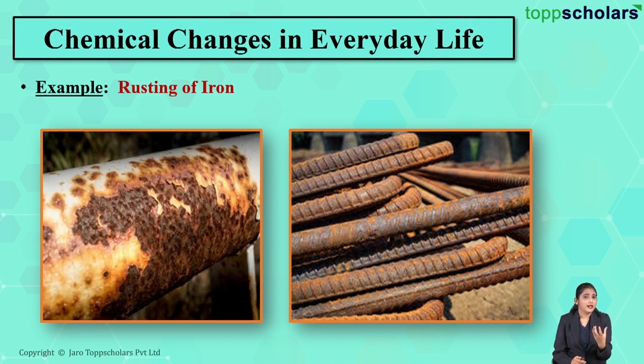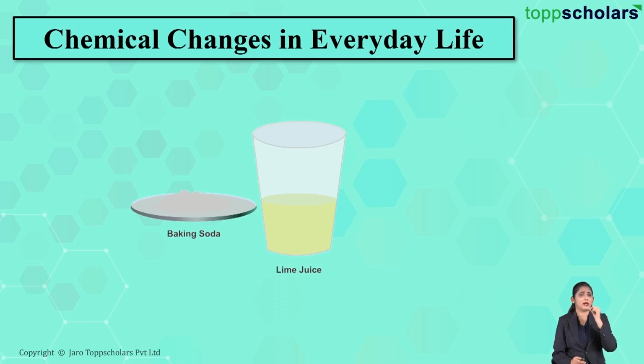This rusting makes the iron article brittle, right? And now you cannot convert this rusted iron back into the original iron article, right? So this is an example of a chemical change which actually takes place in our everyday life. Let's take one more example.